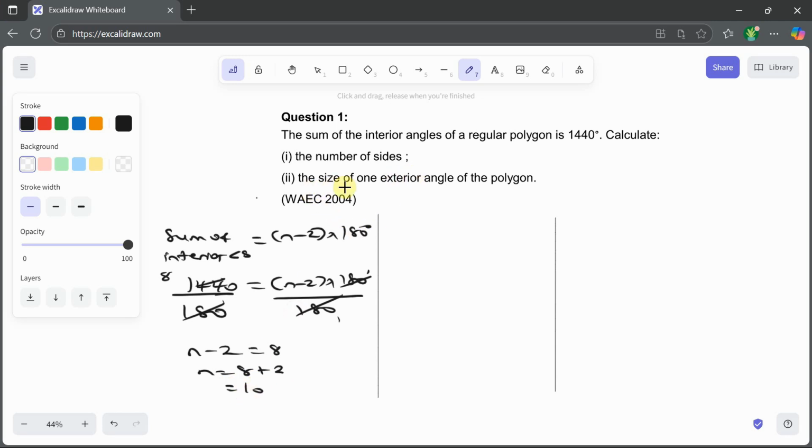Then the size of one exterior angle. We know that the size of each exterior angle is equal to 360 degrees over n. So just substitute, and this is equal to 360 divided by 10, which is equal to 36 degrees. So the number of sides is 10, and the size of one exterior angle is 36 degrees. Let's see if we're correct.